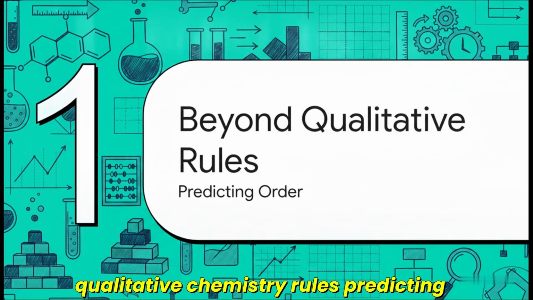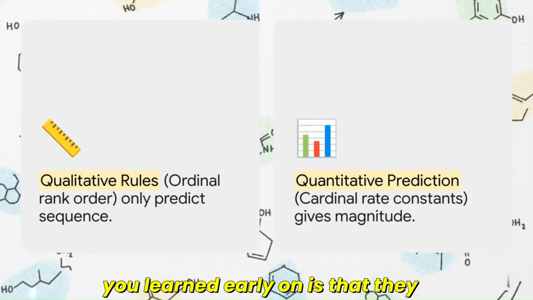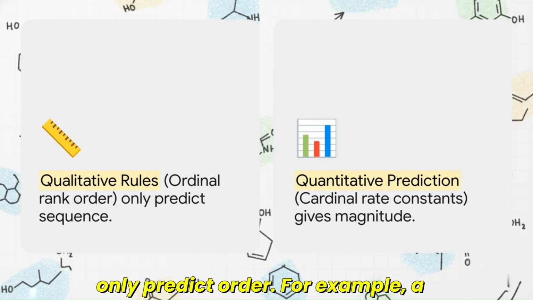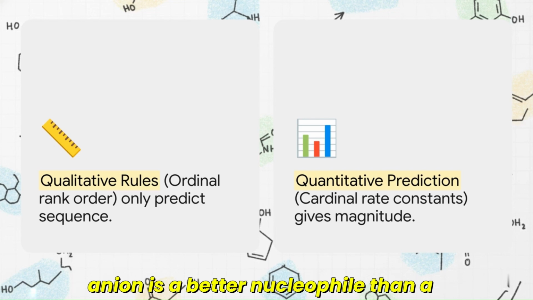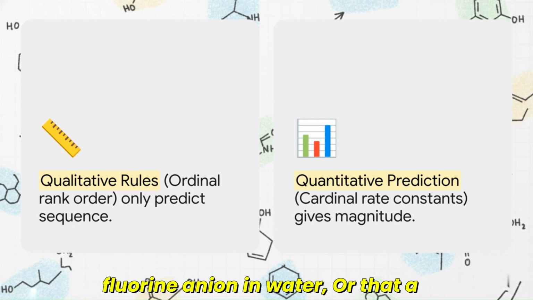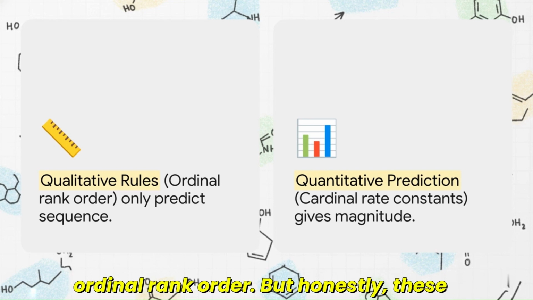All right, Section 1, Beyond Qualitative Chemistry Rules, Predicting Order. The main issue with those rules you learned early on is that they only predict order. For example, a qualitative rule tells us that an iodine anion is a better nucleophile than a fluorine anion in water, or that a hydroxide ion beats acetate. That's just ordinal rank order.